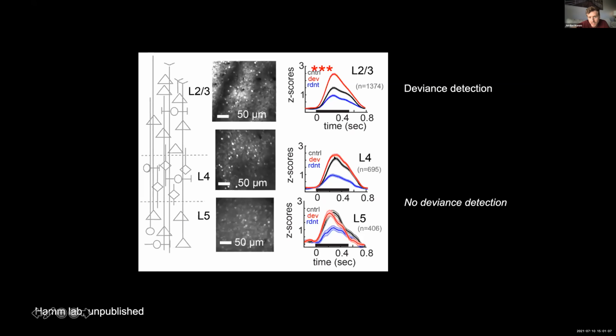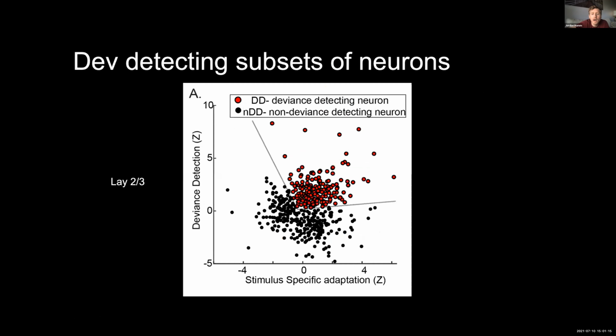There may be something slight here in layer 4, but it's nowhere near as dramatic as the effect we see in layer 2-3. Looking a little deeper, we wondered, are these deviance detection signals observed in all layer 2-3 neurons which respond to that orientation, or does this reflect a subtype of neurons present?